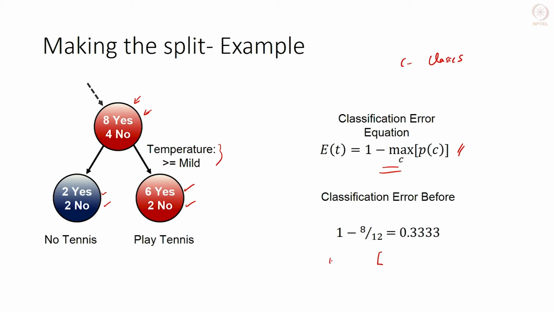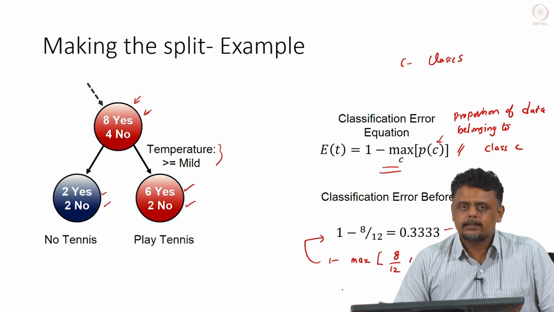Let us look at this particular node here. We have 8 out of 12 for decision yes, and 4 out of 12 for decision no. So, that leads to 1 minus 8 over 12 as the classification error. This P of C is basically the proportion of data belonging to class C. So, 1 minus max of this P of C means that, in this case we have 2 classes. If we have n classes, there will be n numbers here, and we have to choose the maximum of those, and 1 minus that will give you the classification error. In this case it is 0.33.